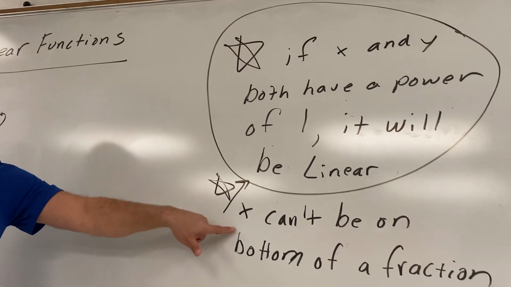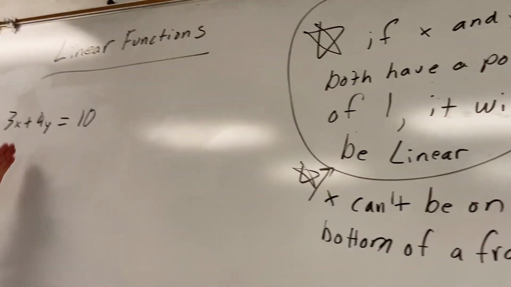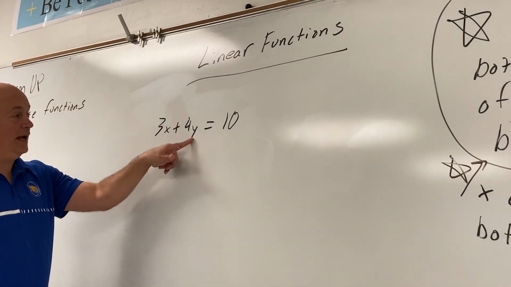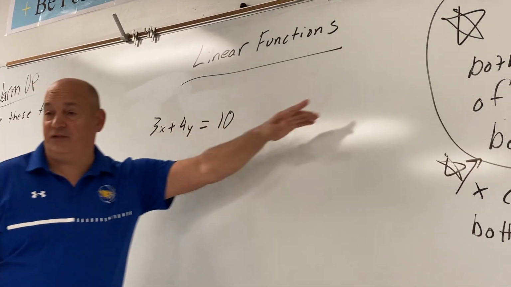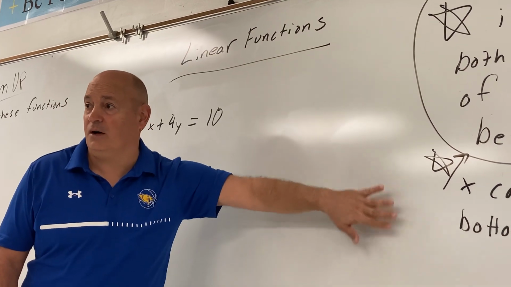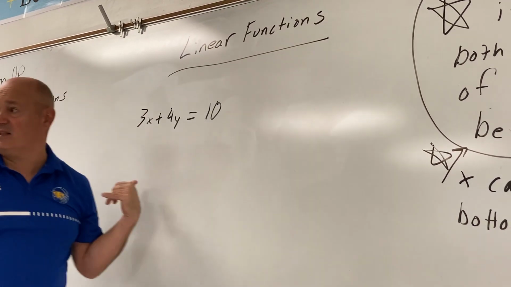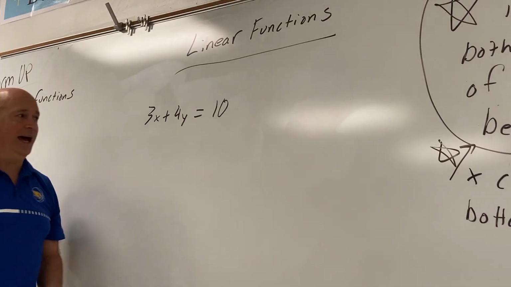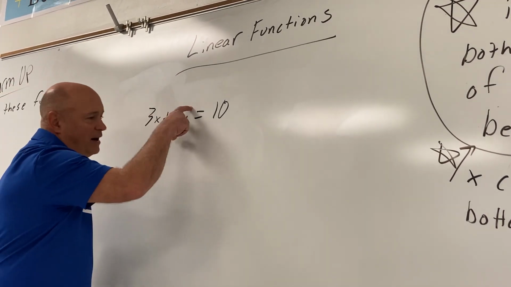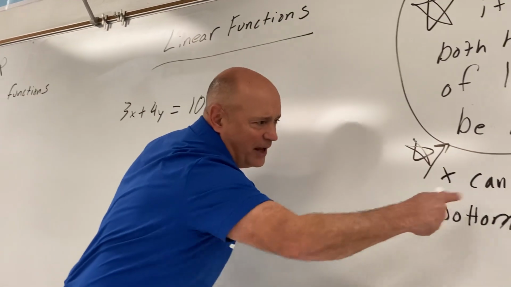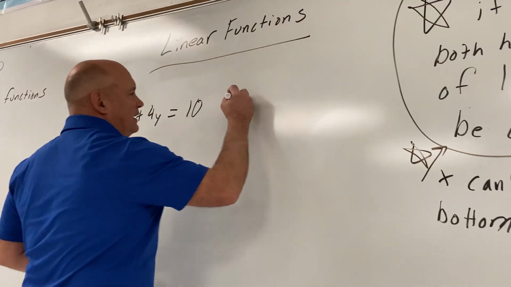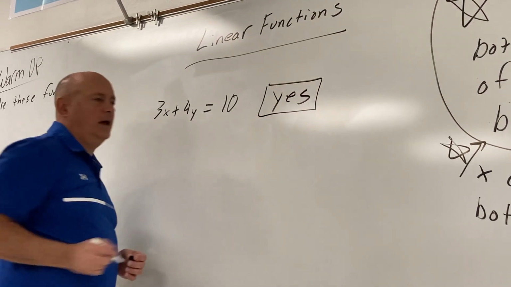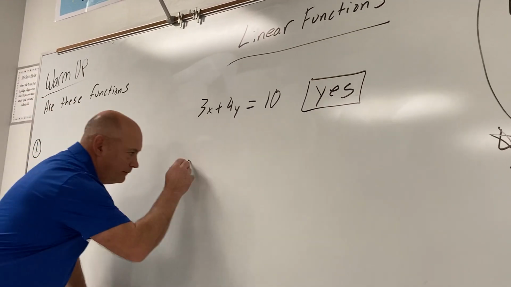Is x on the bottom of a fraction? No. Okay. Is x what power? 1. Y? 1. Doesn't it do both of those things? Aren't we good? So do you think this is linear or not? Linear. It's 100% linear. X has a power of 1, y has a power of 1. X is not on the bottom of a fraction. This is a big fat yes. It will be a straight line. Okay. All right.